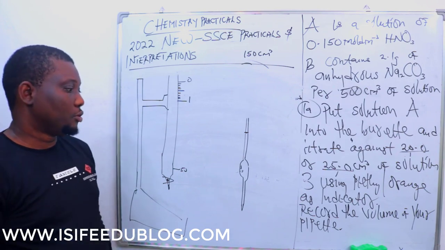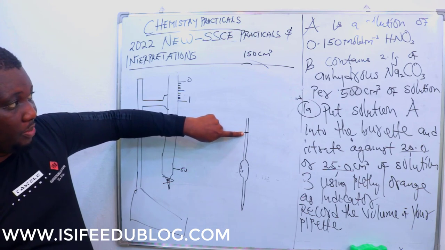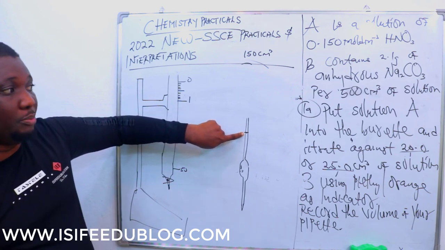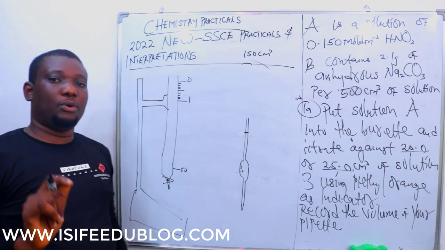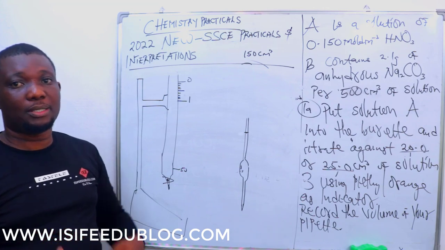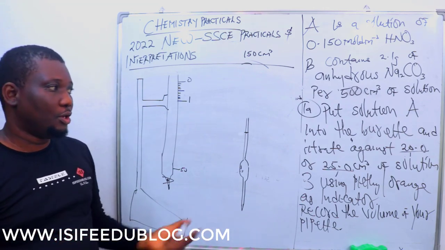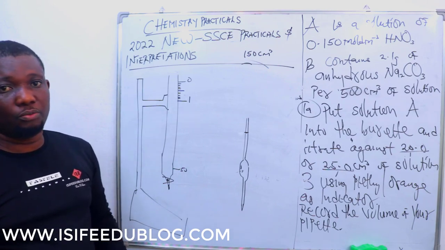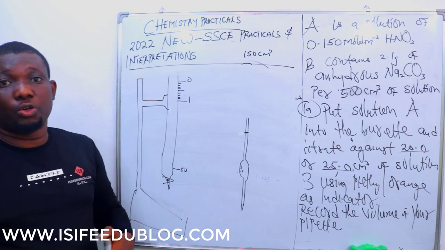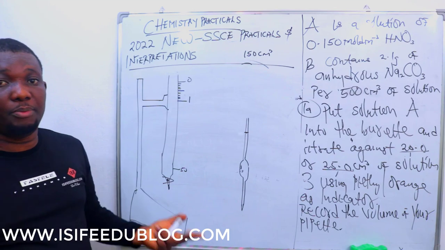So once the solution of the base is at this mark, it is assumed that the standard volume of the base is measured. Now, one thing I want to tell you about in this video on this practical acid-base titration is that it is all about standardization. We want to do standardization of a concentration that is not standard, a concentration that is not accurately known. We can use titration to determine such a concentration.